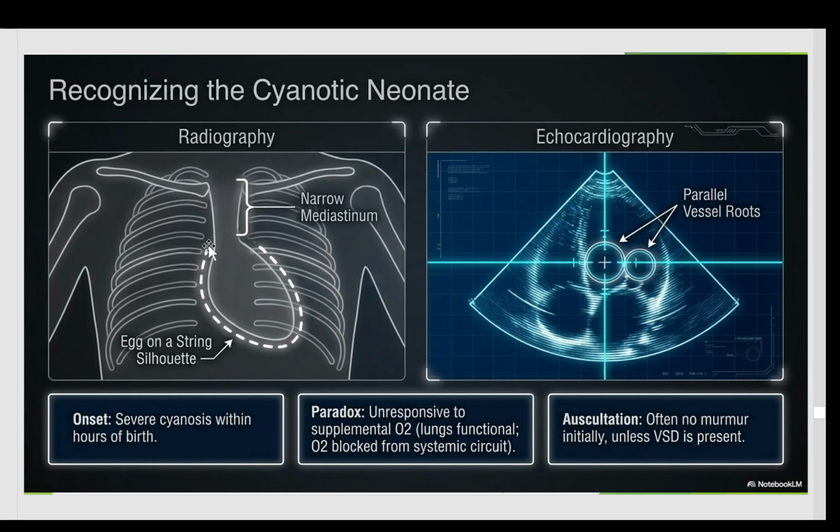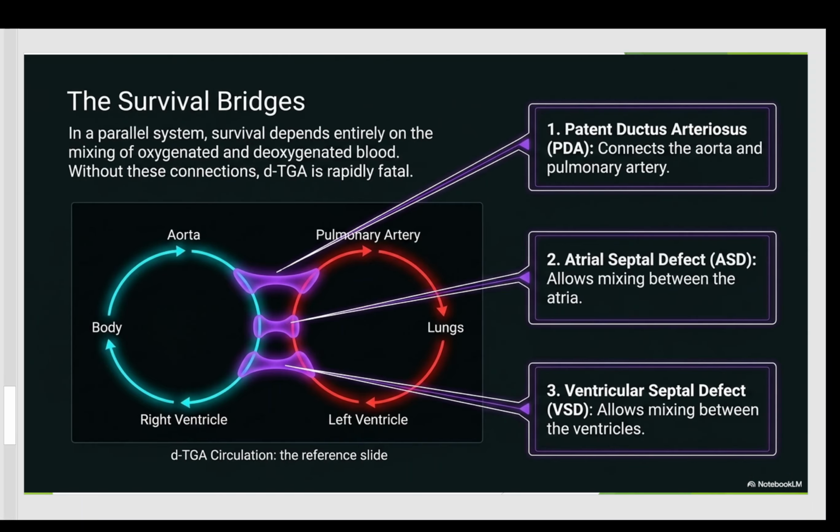On X-ray you will find the heart is egg-shaped with a narrow mediastinum. So this is classically described as the egg-on-string appearance on X-ray. The lungs will be clear, and cyanosis will start soon after birth, and on echo you will find a parallel vessel root sign. This is diagnostic of dTGA.